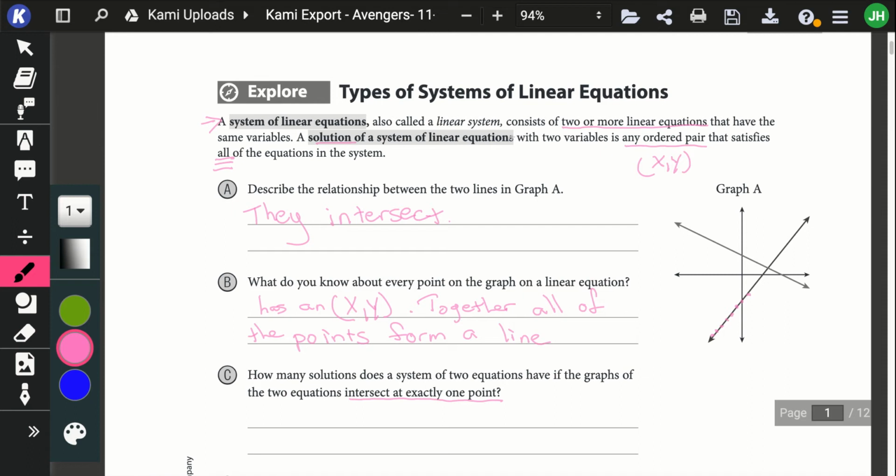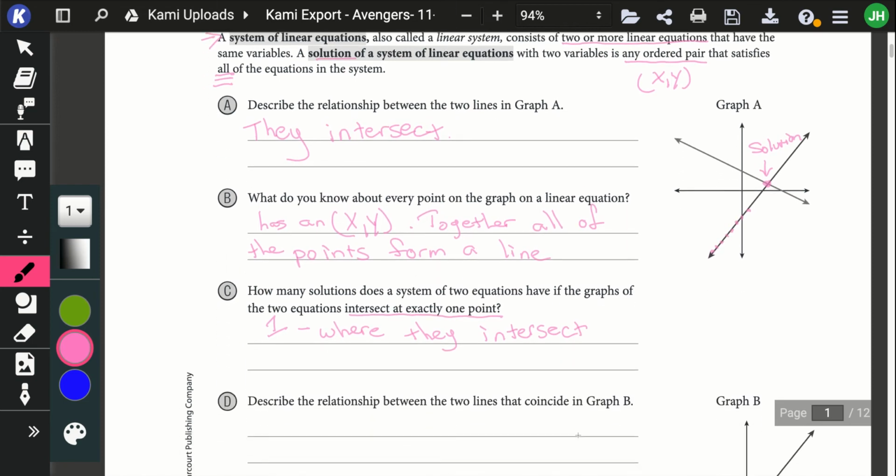So, right, a solution is all of the pairs that satisfy all of the equations. So where do we have a coordinate that would satisfy the equation for this line here and for this line here? It is at this point, right? This point right here is the solution. So how many solutions? One. What is it? It's where they intersect, because that spot is good for both equations, okay?